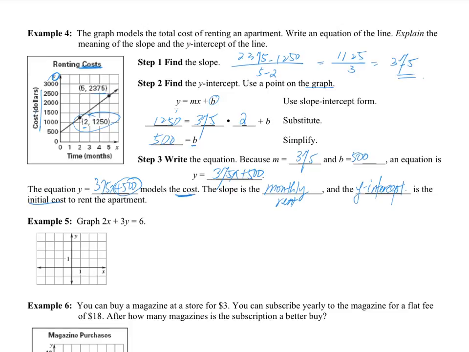Example 5, graph 2x plus 3y equal to 6. So I'm going to use the x and y intercepts. When x is 0, y is 2. When y is 0, x is 3. So I'm ready to graph. And I'm done.